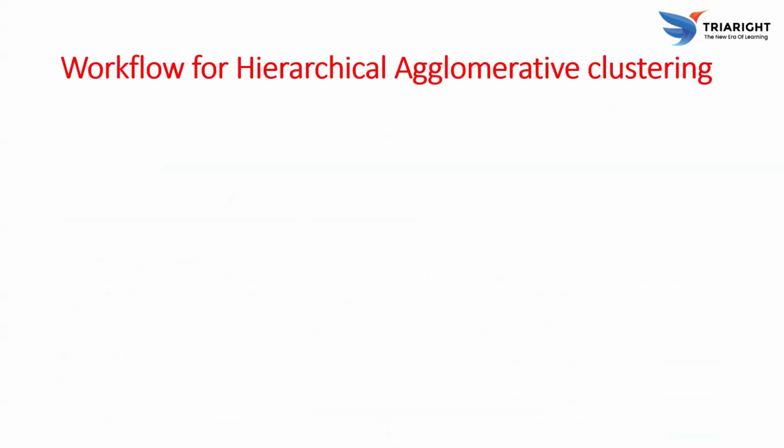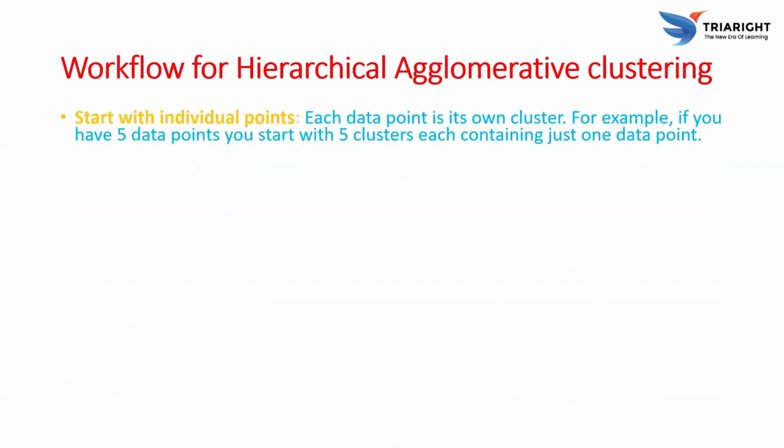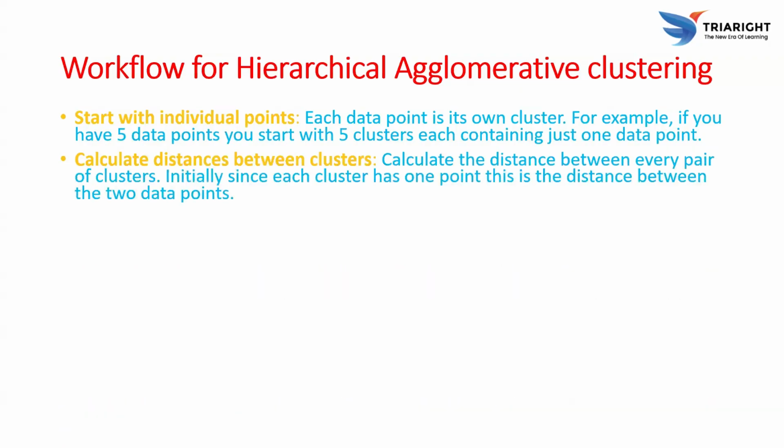Okay. So the workflow for hierarchical agglomerative clustering. We start with individual points. Each data point is its own cluster. For example, if you have five data points, you start with five clusters. Each cluster contains just one data point. Second, calculate the distance between the clusters. Initially, since each cluster has one point, this is the distance between two data points.